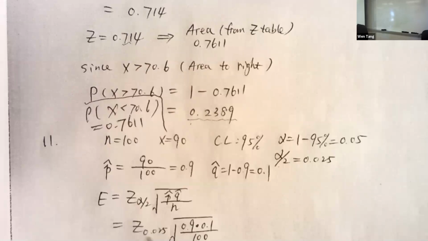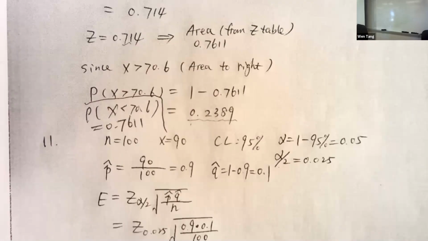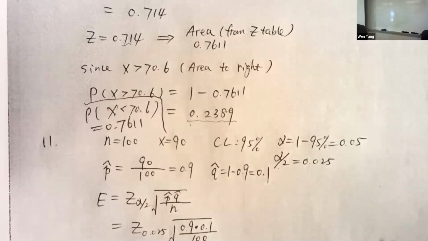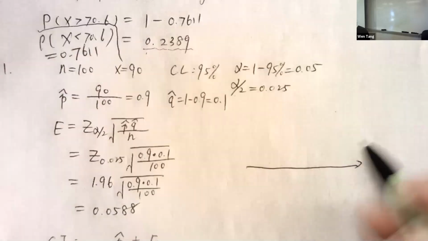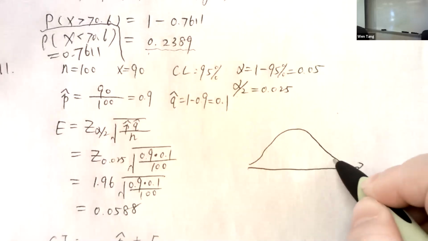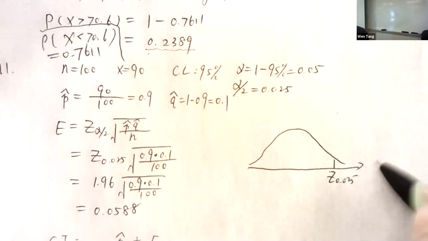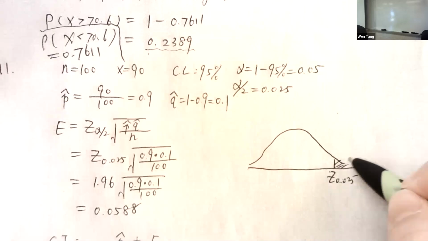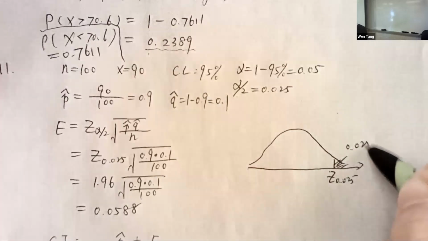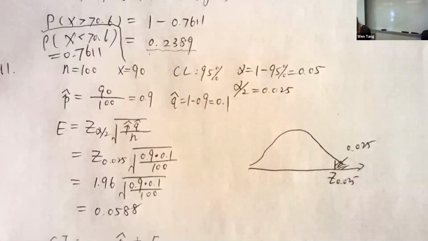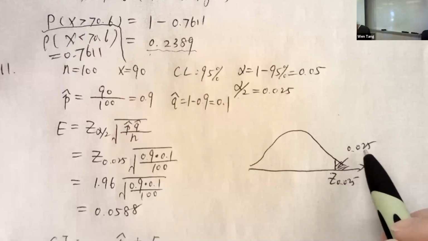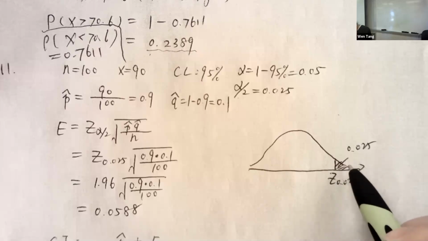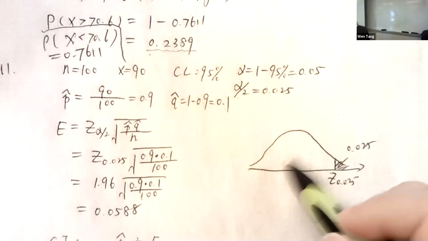Okay, this 0.025 means the cumulative area to the right of this Z is just 0.025. Just a quick reminder: this Z sub 0.025 means the area to the right, this part, is 0.025. How can we get that value? We could not directly use 0.025 to check the table because this is the area from the right. We're going to use the area from the left.